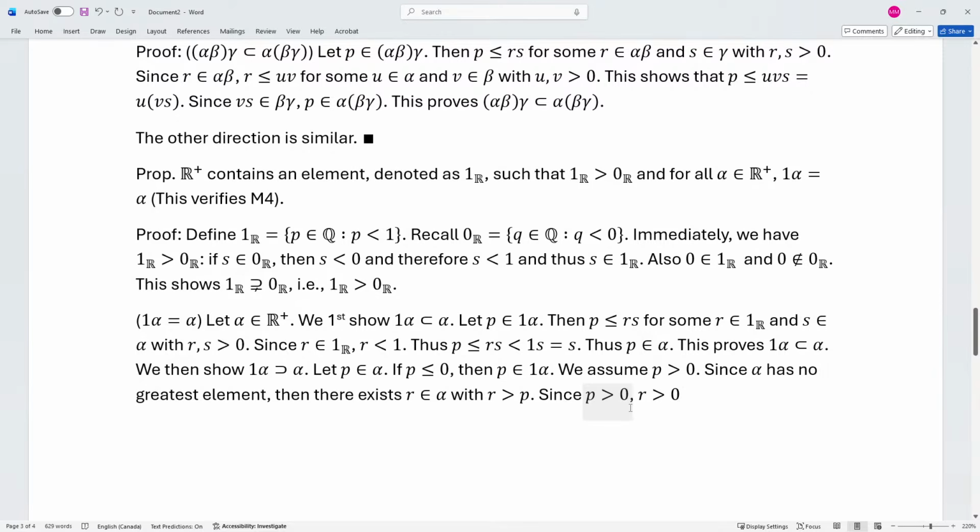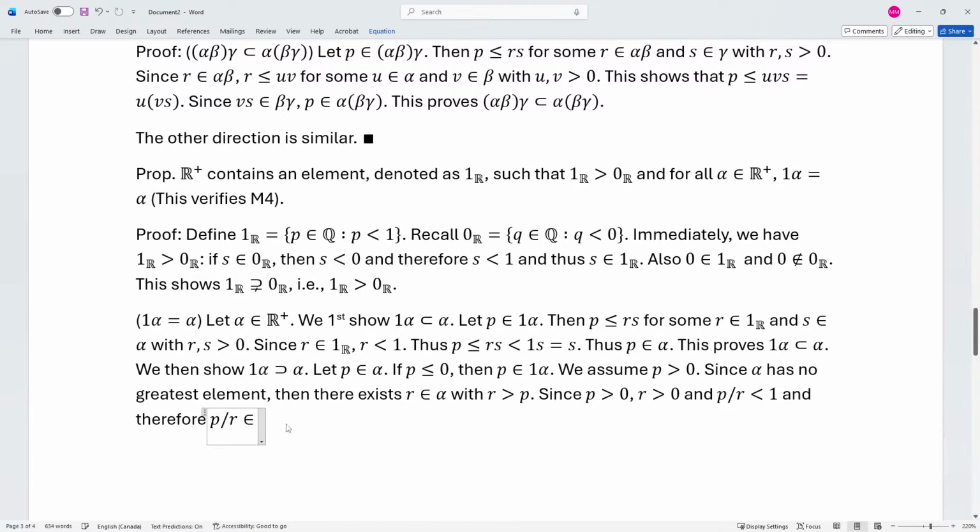All right. So therefore, since P is greater than 0, R is greater than 0, and here comes the thing we just figured out, that P over R is less than 1, right? So P over R is less than 1, and therefore P over R is in the set 1R.